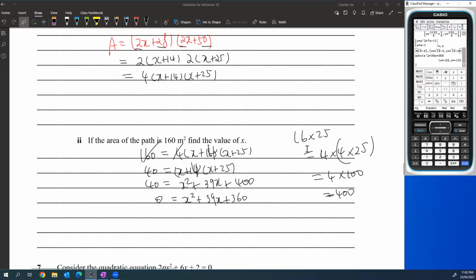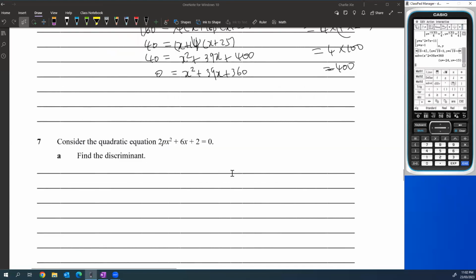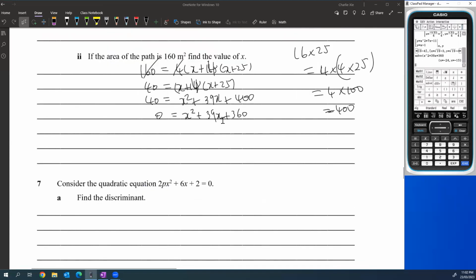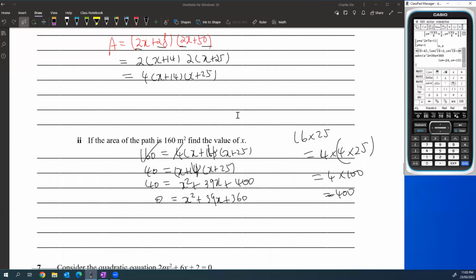Here we go. 24 and 15. Negative 24 and negative 15. That's not right. No, it's definitely no. The answer is a bit wrong. But plus 39, how can you get negative 24?